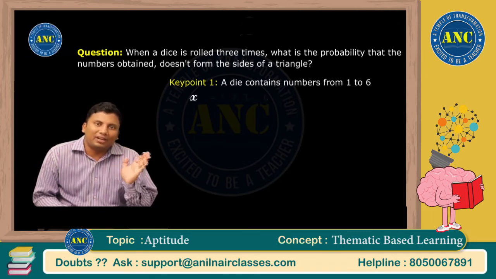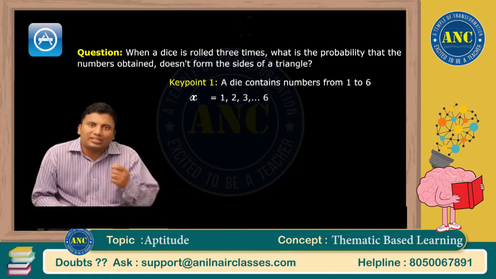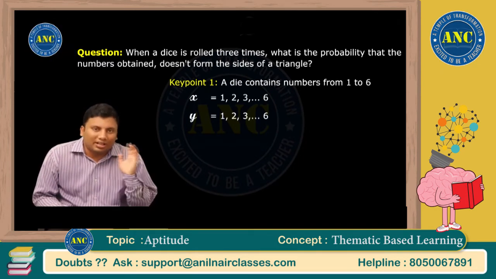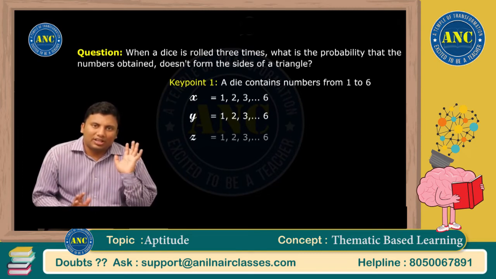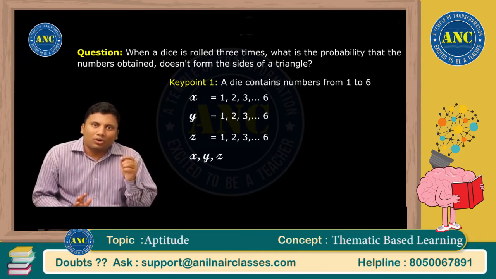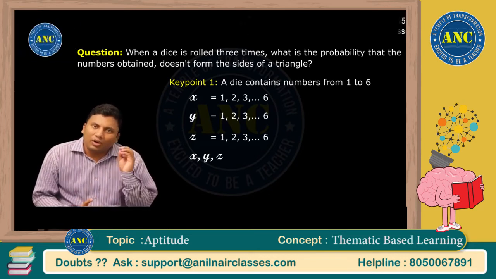X will take any value from 1 to 6. Similarly, if I take a die and throw it a second time, I'll call the value a variable y. Y will take values from 1 to 6. Similarly, the third time, z from 1 to 6. That means x, y, z are the numbers obtained when you roll a die the first time, second time and third time. Right. Now, what is the question?